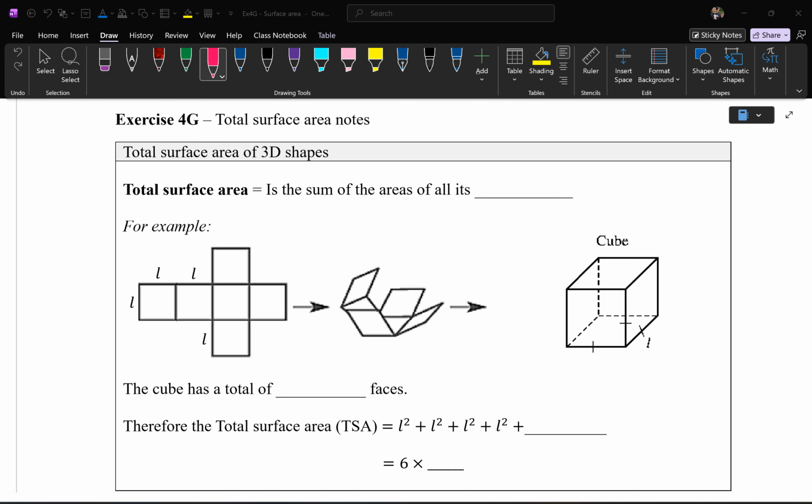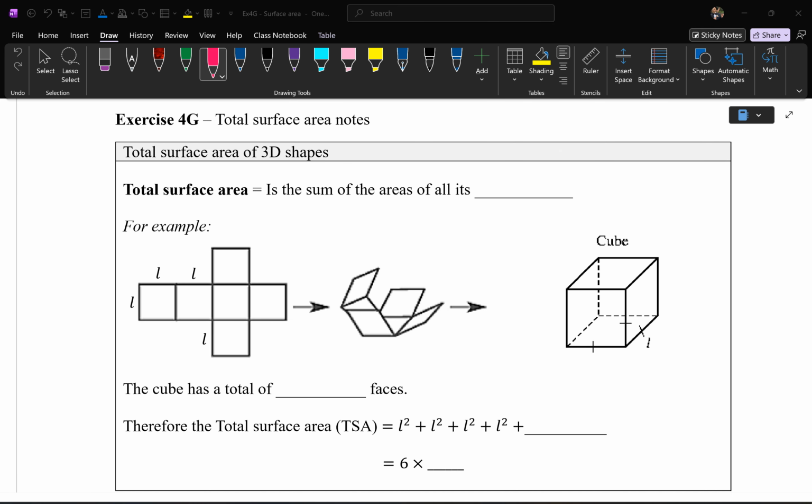Here we go. So exercise 4G is called total surface area. The idea is that you are now taking a 3D shape. So all the shapes in 4G are 3D. Your goal is to think about if I had to paint this 3D shape, which is all of the exterior surface space, that's what you're looking for.